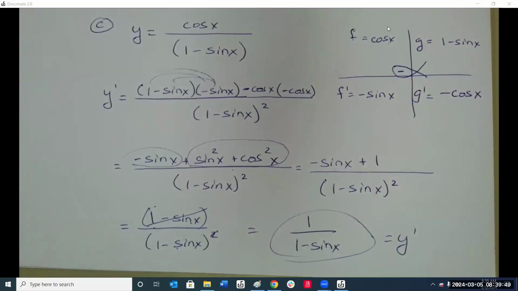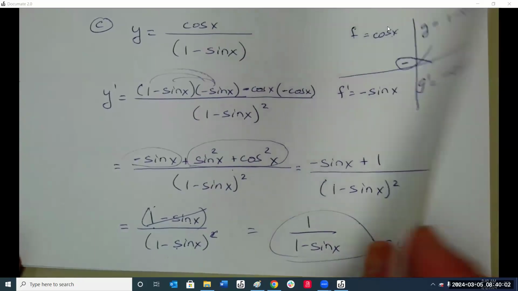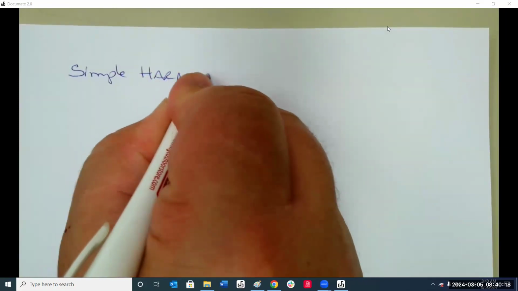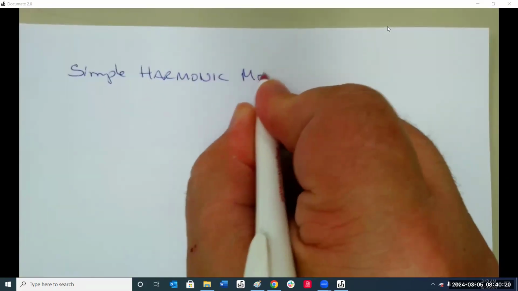You have to practice your quotient and product rules. There's no way you can learn it if you don't do it. Because it looks easy when I do it, or confused when I do it. Example 3. Now we're going to look at some application problems. This is called a simple harmonic motion problem.